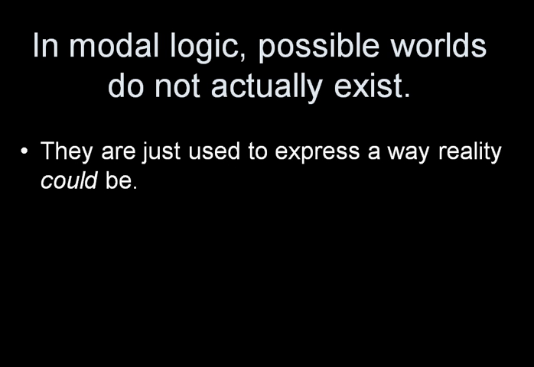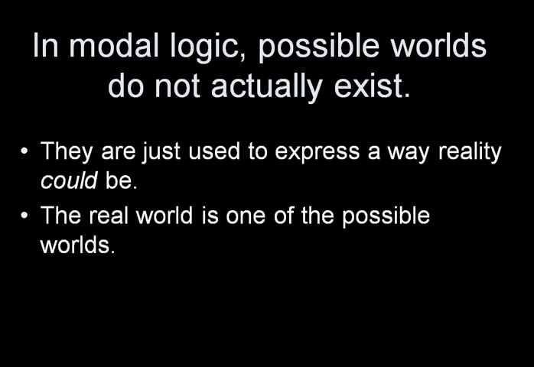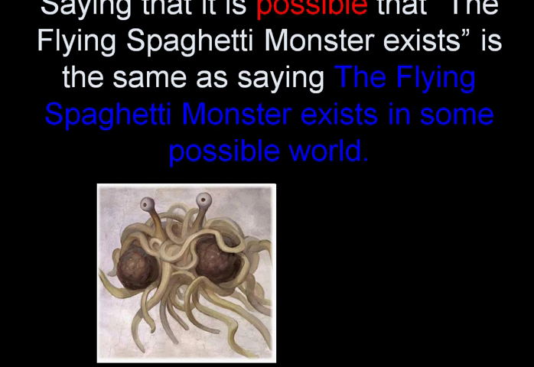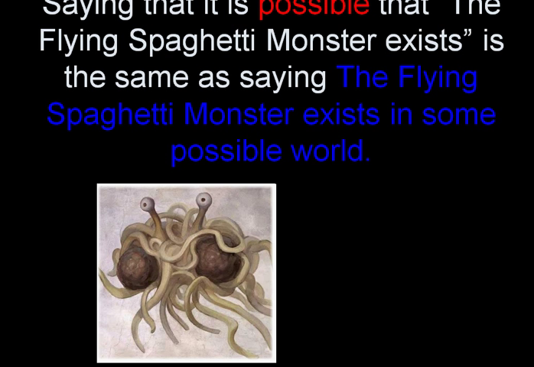In modal logic, the concept of possible worlds is often used to express these types of claims. Possible worlds do not actually exist. They're just used to say a way that reality could be, and the real world is one of the possible worlds. For example, saying that it is possible that the flying spaghetti monster exists is the same as saying the flying spaghetti monster exists in some possible world.